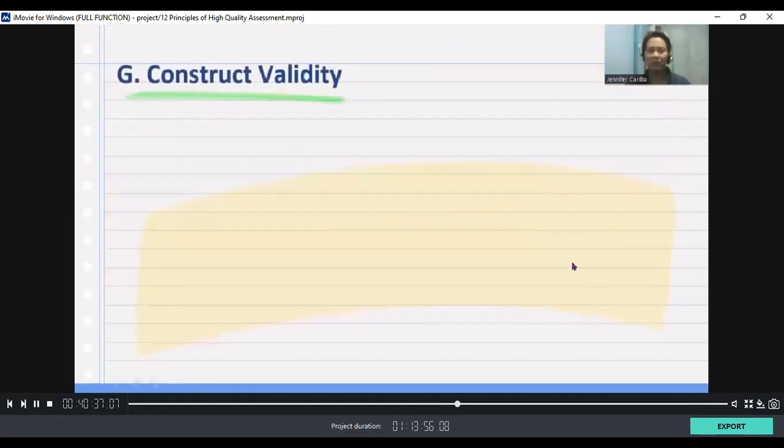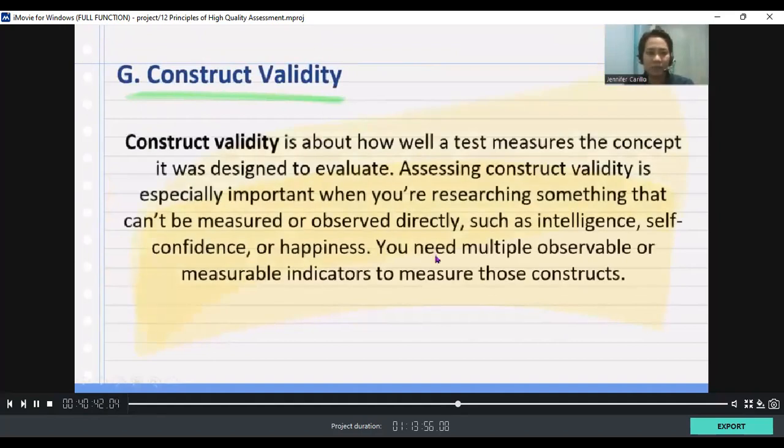Next is construct validity. From the word construct, how you construct your test. So construct validity is about how well a test measures the concept it was designed to evaluate. Assessing construct validity is especially important when you are researching something that can't be measured or observed directly. So for example, intelligence. Intelligence is something that we cannot observe directly in someone's outward appearance.